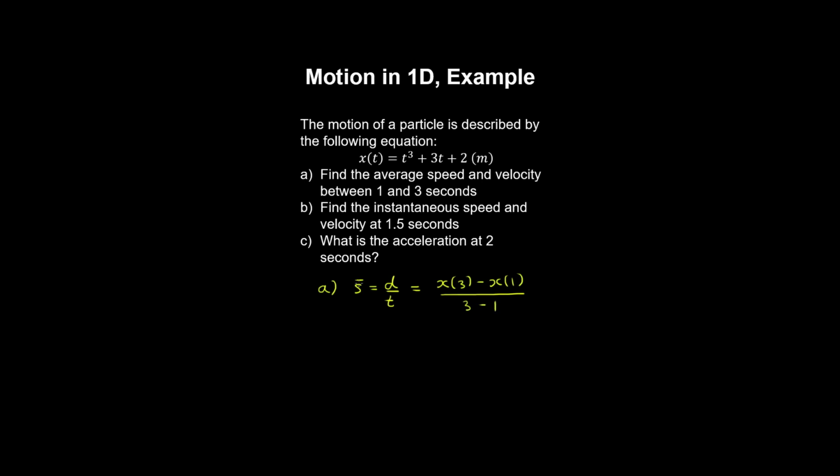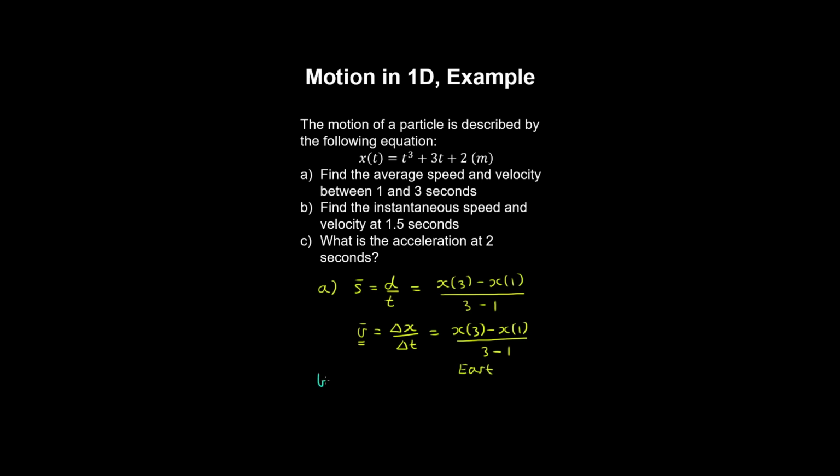So the average speed is a scalar, so it'll be positive and have no direction. Now the average velocity, on the other hand, is a displacement over a change in time. So that's equal to x of 3 minus x of 1 over the change in time. So you can see that these are identical, except the average velocity has a direction. So if you get a positive answer, the velocity vector points to the right or east.